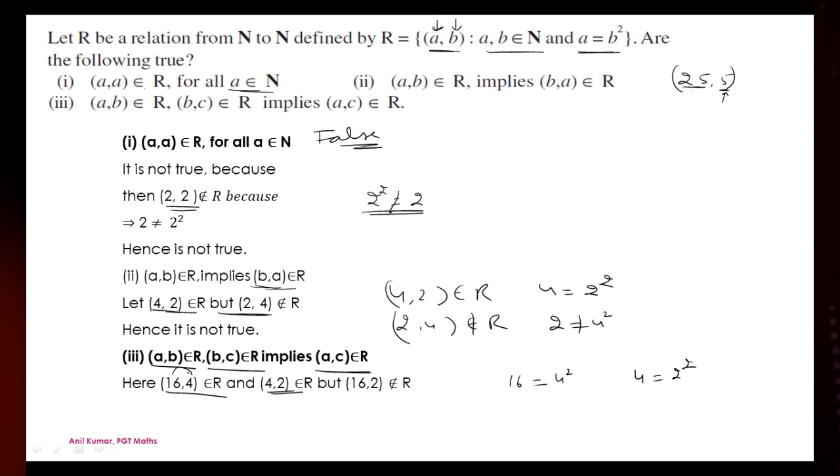So a to b belongs to relation, b to c belongs to relation. Does a to c belong to relation? Does 16 comma 2 belong to relation? No, because 16 is not equal to 2 square. So it's not satisfying the condition. So it's also a false statement.